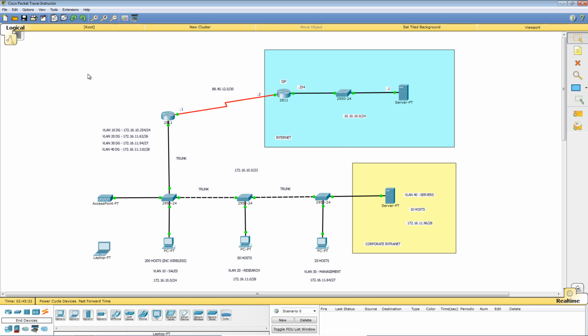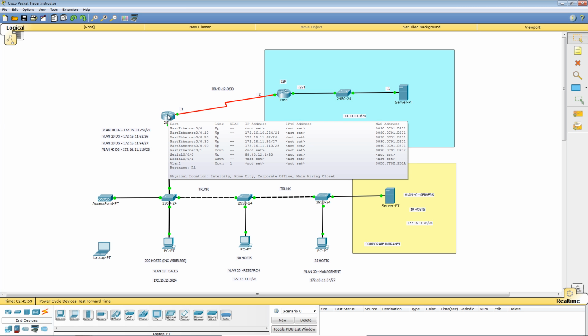Right, okay. Let's set up some dynamic addressing on our corporate network. I don't want to have to put IP addresses on all of these PCs. There's far too many of them. There's 200 PCs on this subnet. I don't want to put IP addresses on all of them. So what we'll do, on the router, we'll create DHCP pools.